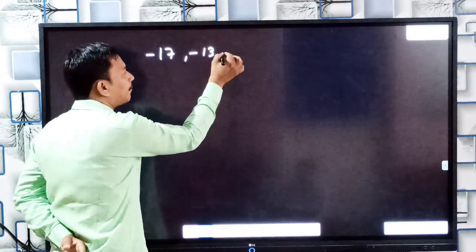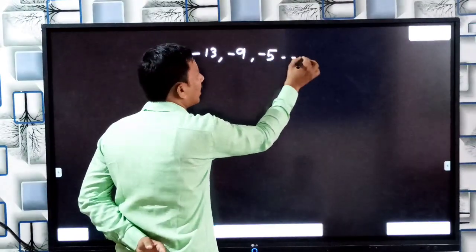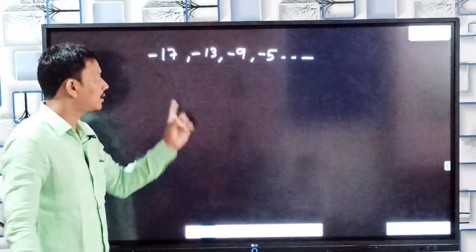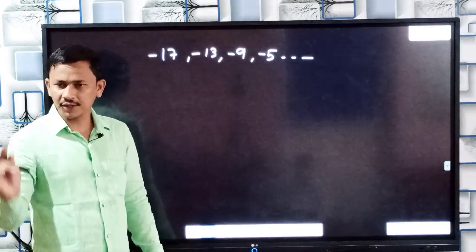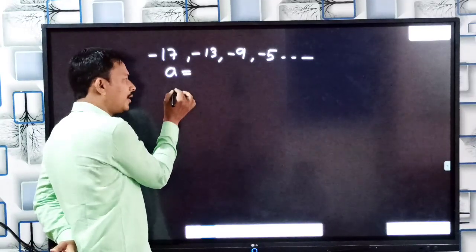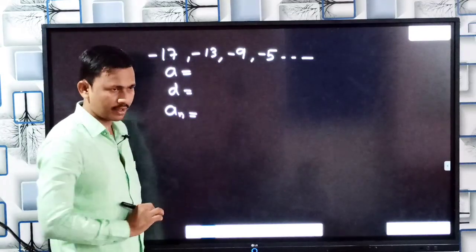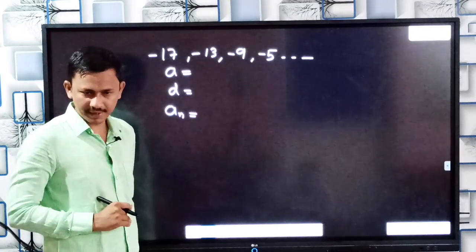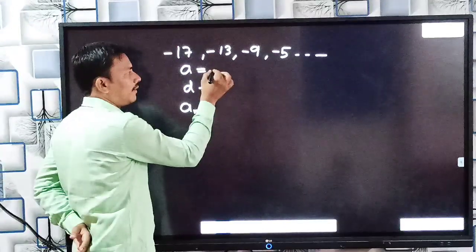ಇನ್ನೊಂದು series ತಂದು. For example, minus 17, minus 13, minus 9, minus 5 and so on. Correct? 1, 2, 3, 4 and so on. What do you need to find out here? You must find out a value, d value, then an value. An general formula. Find out ಮಾಡಬೇಕು. Try ಮಾಡ್ತೀರಿ? What is the a value?